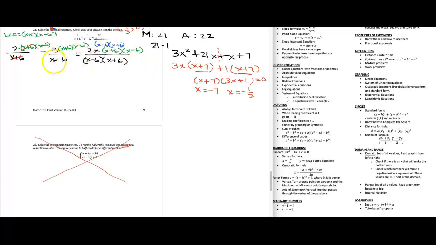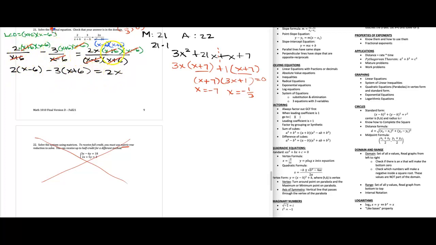Okay, and then over here, my x minus 6 gets to divide out. And on this one, all those get to divide out. So what am I left with? Well, here I'm left with 2 times x minus 6 minus 3 times x plus 6 equals 2x.